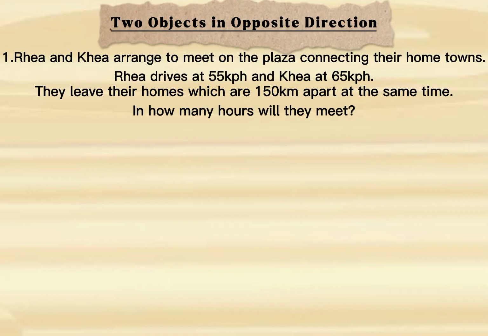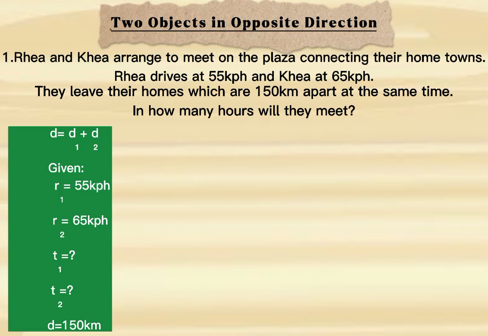Next, we have our example in two objects in opposite directions. Rhea and Kea arrange to meet on the plaza connecting their hometowns. Rhea drives at 55 kilometers per hour and Kea at 65 kilometers per hour. They leave their homes, which are 150 kilometers apart, at the same time. In how many hours will they meet?